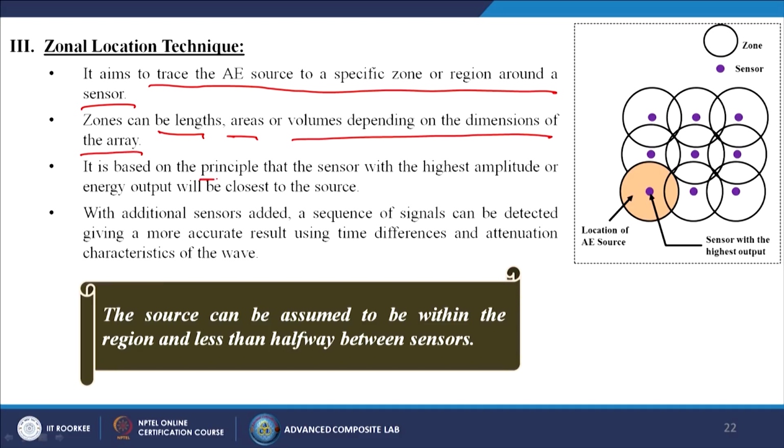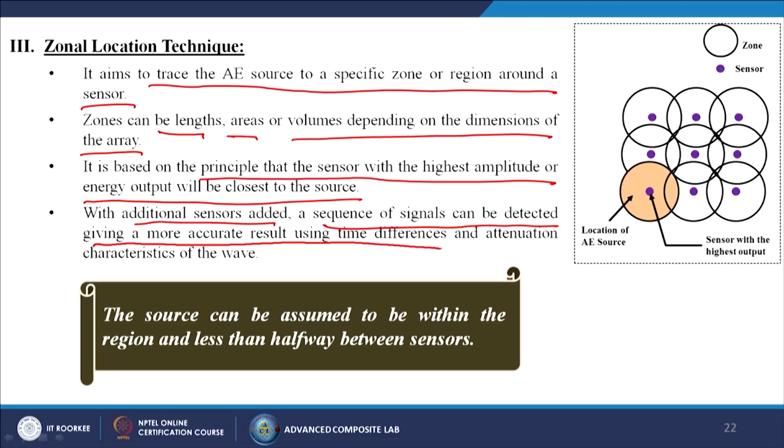It is based on the principle that the sensor with the highest amplitude or energy output will be closest to the source itself. With additional sensors added, a sequence of signals can be detected, giving a more accurate result using time differences and attenuation characteristics of the wave.